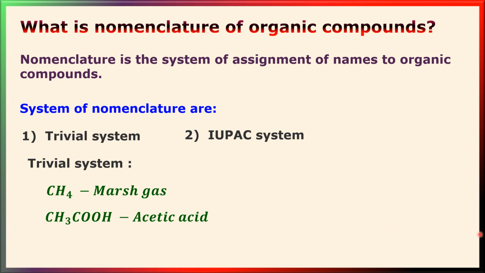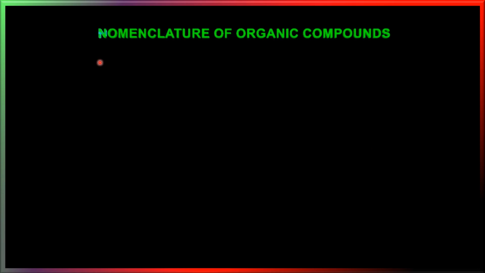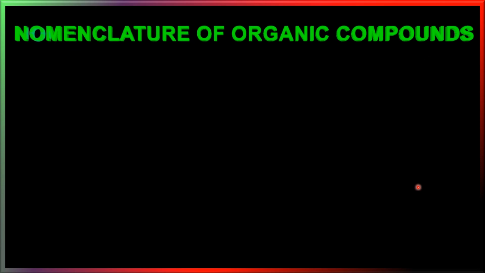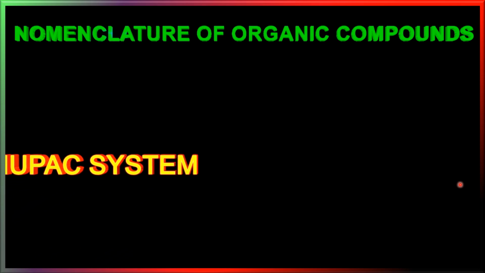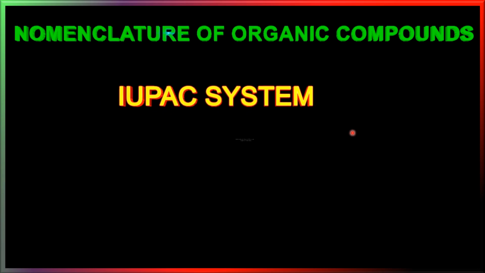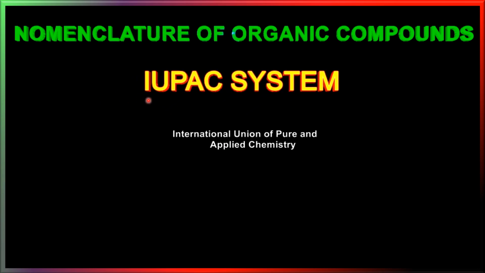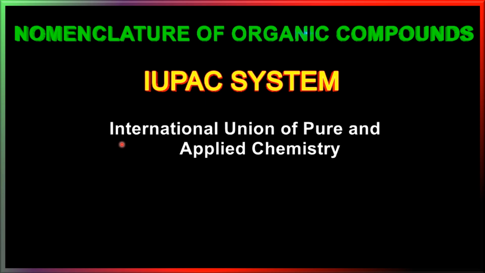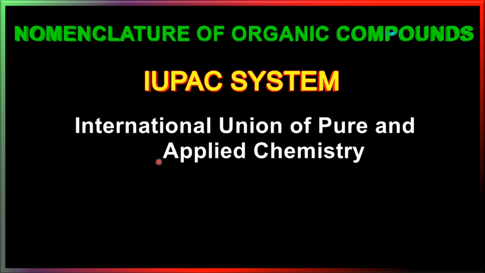However, the nomenclature was systematized by the chemists of IUPAC in 1957, and I am going to tell you about the IUPAC system of nomenclature of organic compounds in this video. Okay? Of these two systems, that is trivial system and IUPAC system, I will explain IUPAC system in this video. So IUPAC system of nomenclature of organic compounds, the full form of IUPAC stands for International Union of Pure and Applied Chemistry.